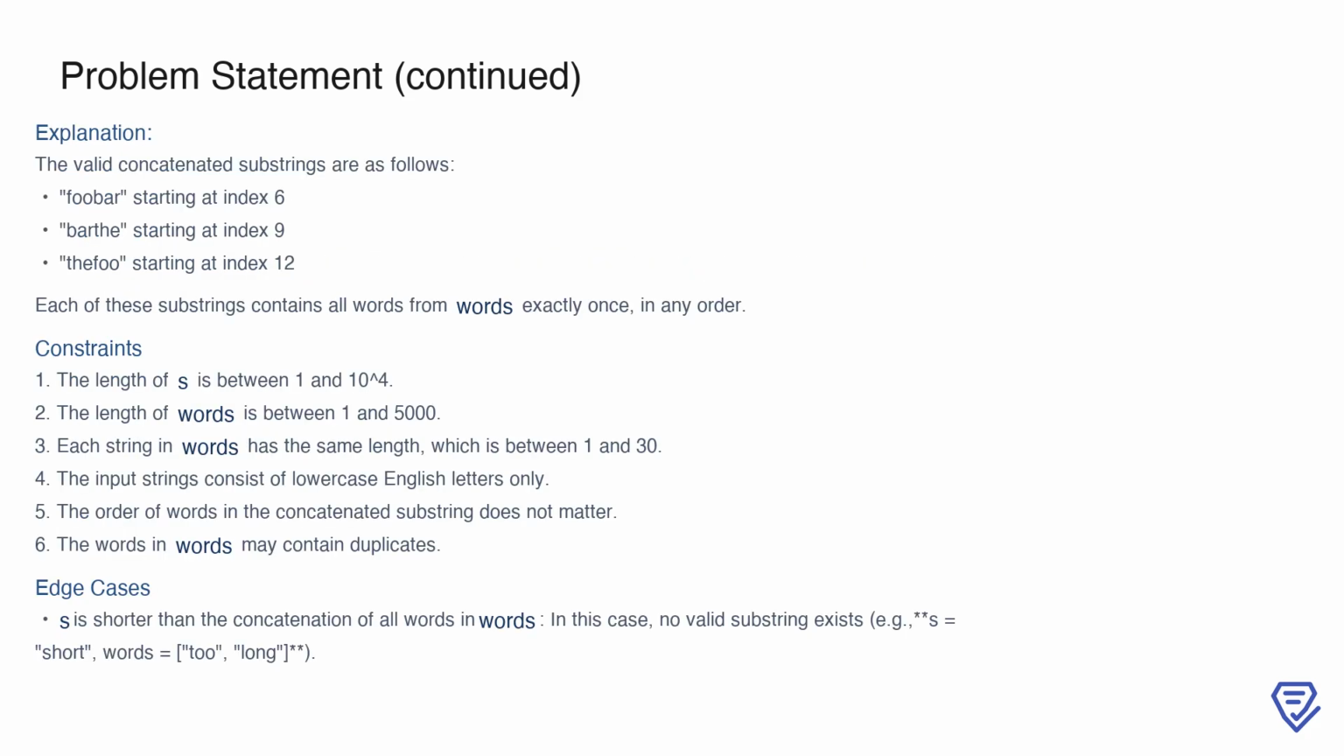In the third example, the string S is "barfoofoobarthefoobarman", and the words array contains "bar", "foo", "the". This time, we find three valid substrings that use all the words exactly once. These are "foobarthe" starting at index 6, "barthefoo" starting at index 9, and "thefoobar" starting at index 12. Each of these substrings is formed by concatenating all the words in any order, without gaps or extra characters. The result is a list of starting indices: [6, 9, 12].